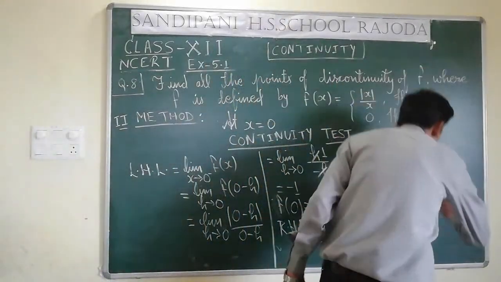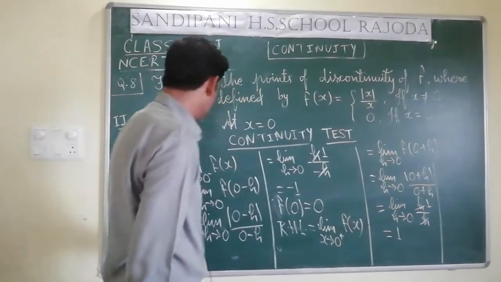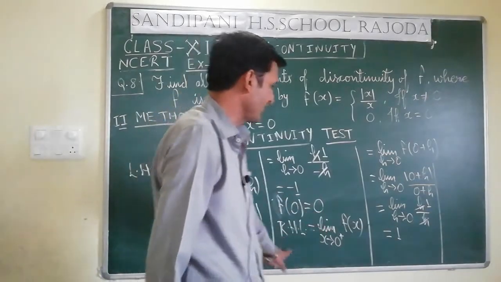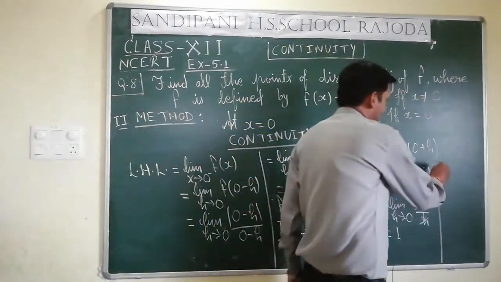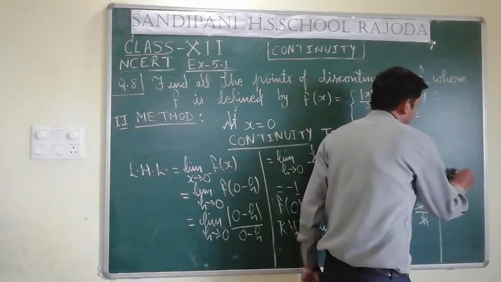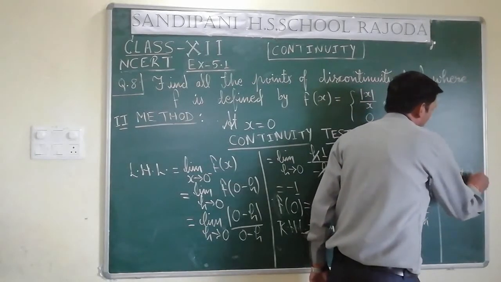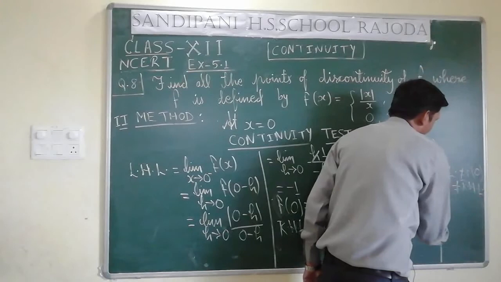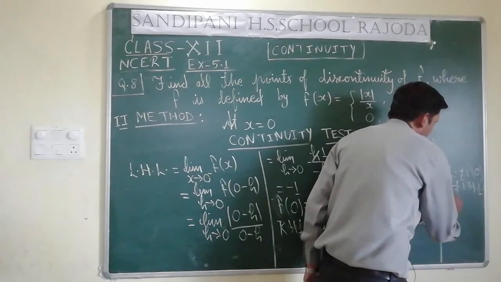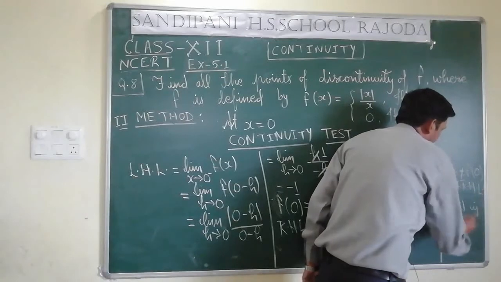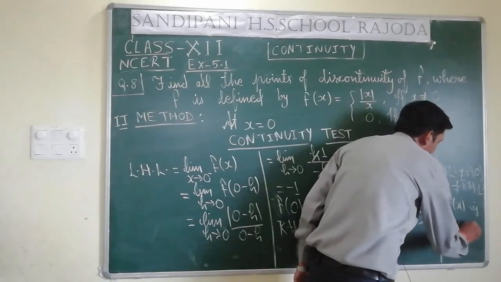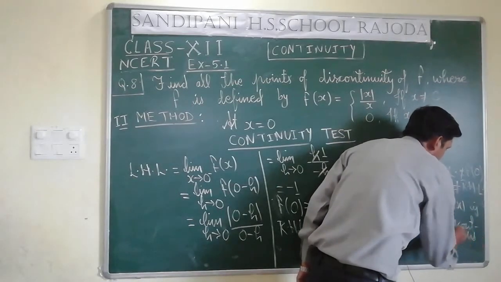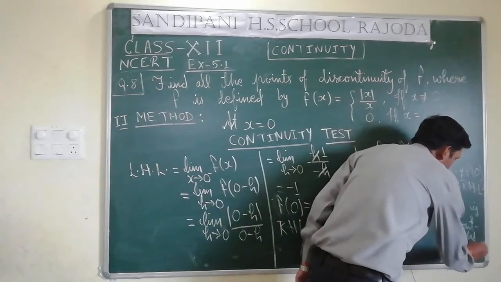Now, see, this is our LHL, this value is minus 1, this is our f of 0, this value is 0, and this is our RHL, this value is 1. So, LHL is not equal to f of 0 and it is also not equal to RHL. Therefore, f of x is discontinuous at x is equal to 0.